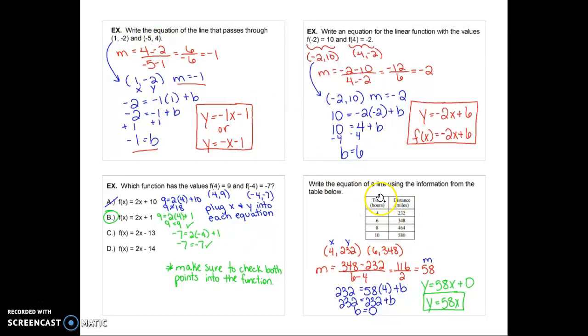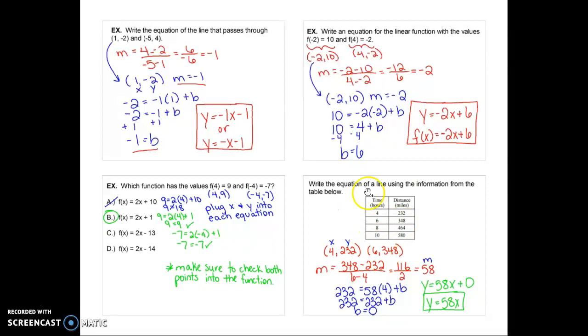Okay? Remember, time is typically your x values. So these are your x values, 4, 6, 8, and 10. Your y values are in the right-hand column, your distance, which is in miles. Okay? So you are given 4 points for here. You just need to choose 2 of them. So you have to choose 2 of the points that were given to you. I just chose 4, 232, and 6, 348.